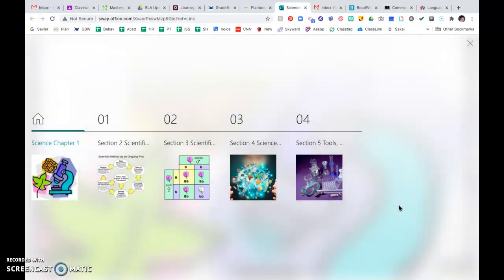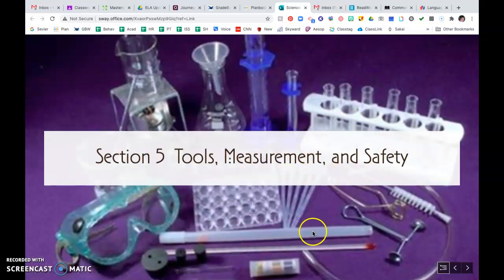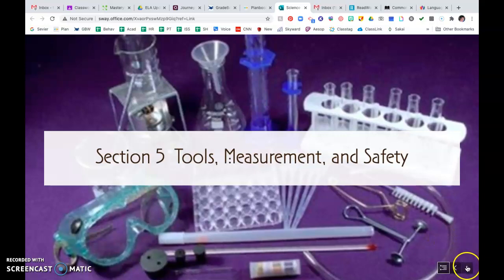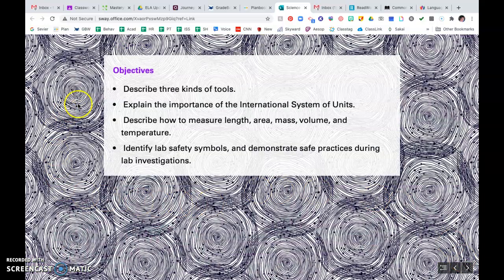Today's science lesson is Chapter 1, Section 5 on Tools, Measurement, and Safety. We have 4 objectives today. You should be able to describe 3 kinds of tools, explain the importance of the International System of Units, describe how to measure length, area, mass, volume, and temperature, and identify lab safety symbols and demonstrate safe practices during lab investigations.